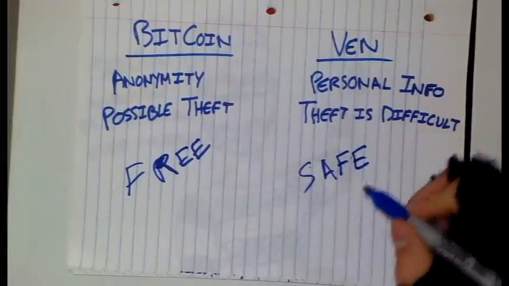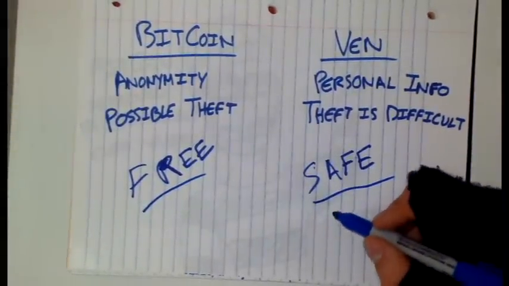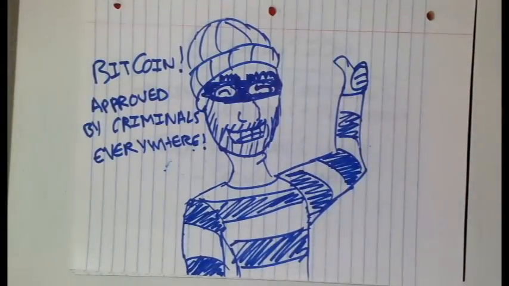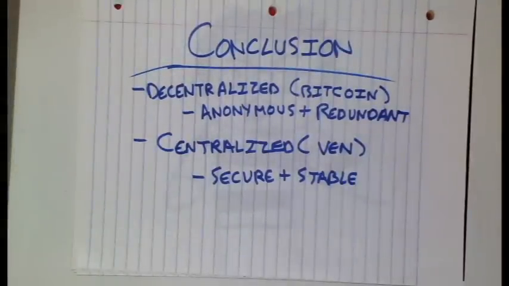Because of these factors, the Bitcoin is one of the most popular choices for online drug and weapons trades, while such a thing with a VEN is unheard of. In short, the VEN provides security and stability to those who trust it to keep running effectively, while the Bitcoin provides anonymity and redundancy to those who distrust the banks.